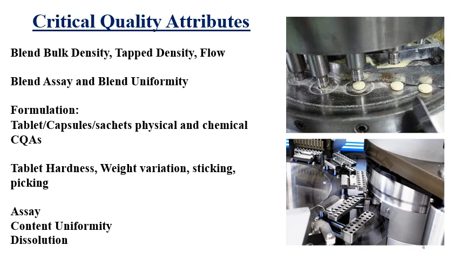Now, the quality of the blend will affect the quality of the formulation. Whether you are using the blend to compress the tablets or fill the capsules or fill the sachets, based on the formulation, the physical and chemical attributes will vary. For example, tablet hardness impact will be there, weight variation impact will be there, sticking and picking nature will be impacted through the blending and lubrication process. If the lubricants are ineffective or the lubrication process is not proper, it may lead to sticking and picking in tablet manufacturing, weight variation in tablet manufacturing and capsule filling, and tablet hardness variation. So these are related to the blending process.